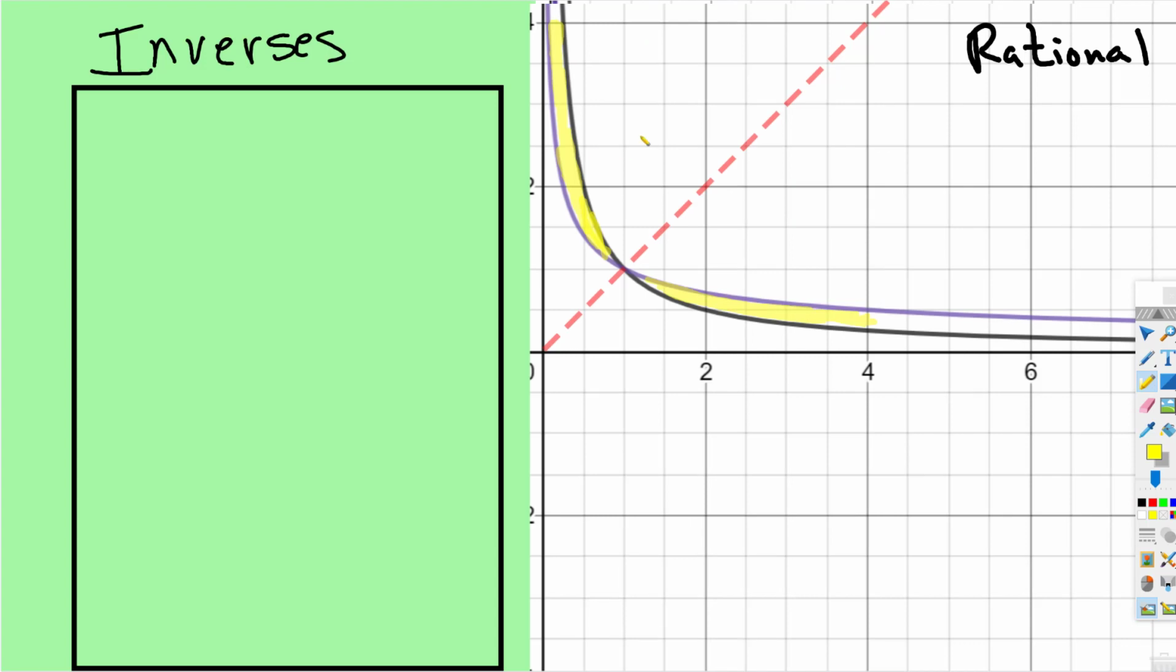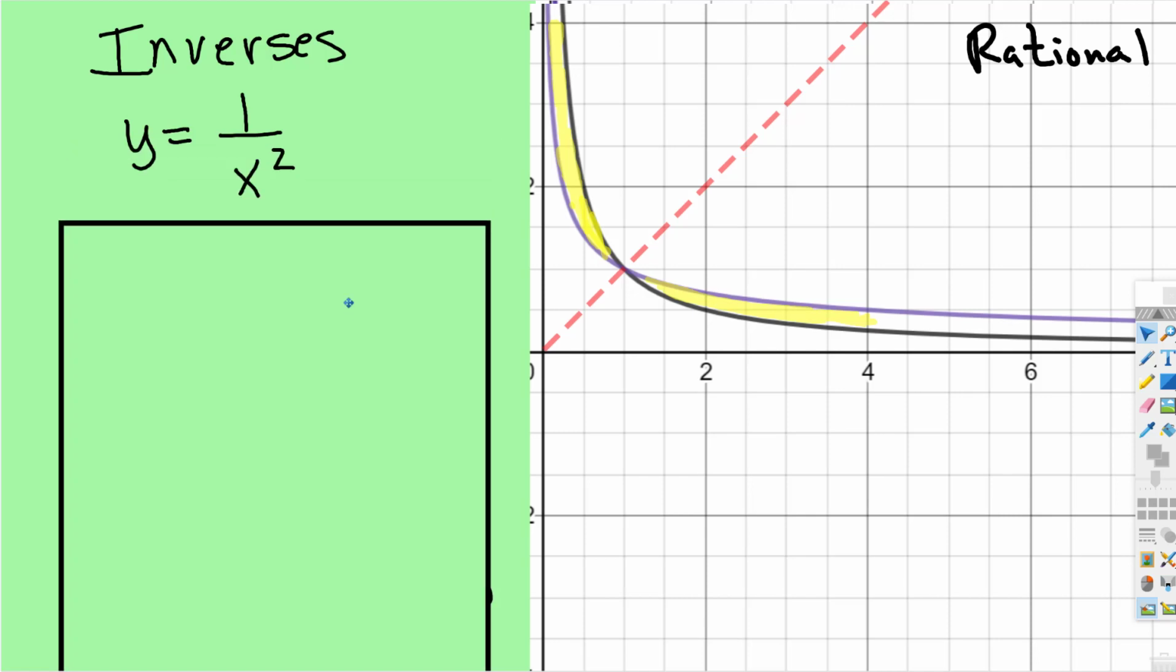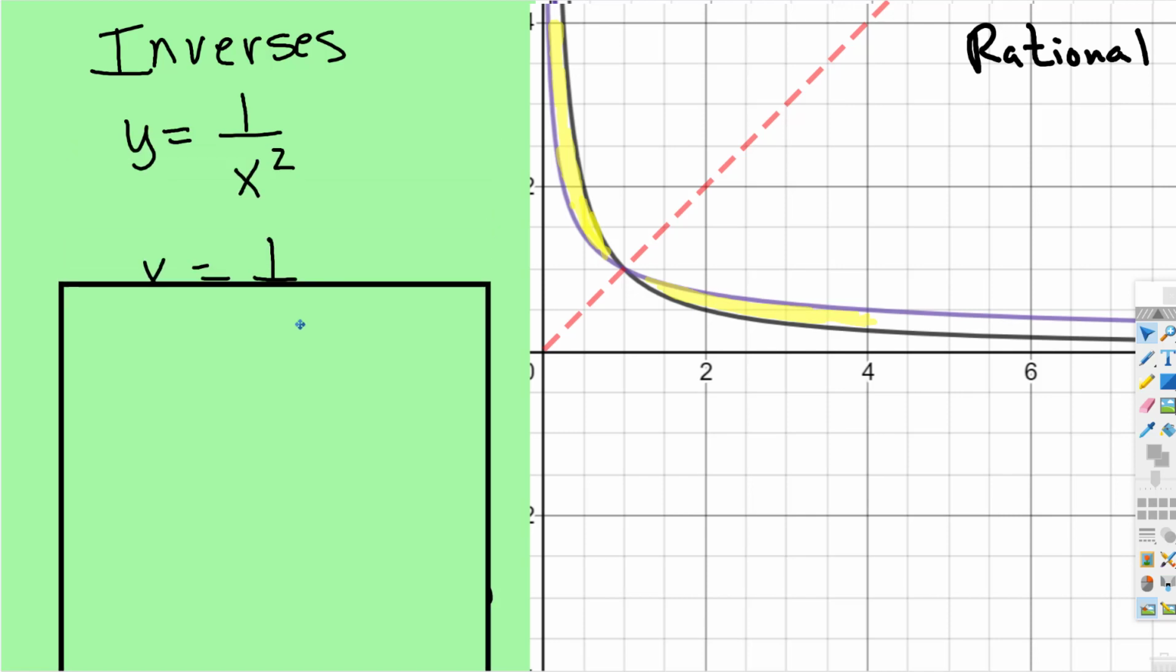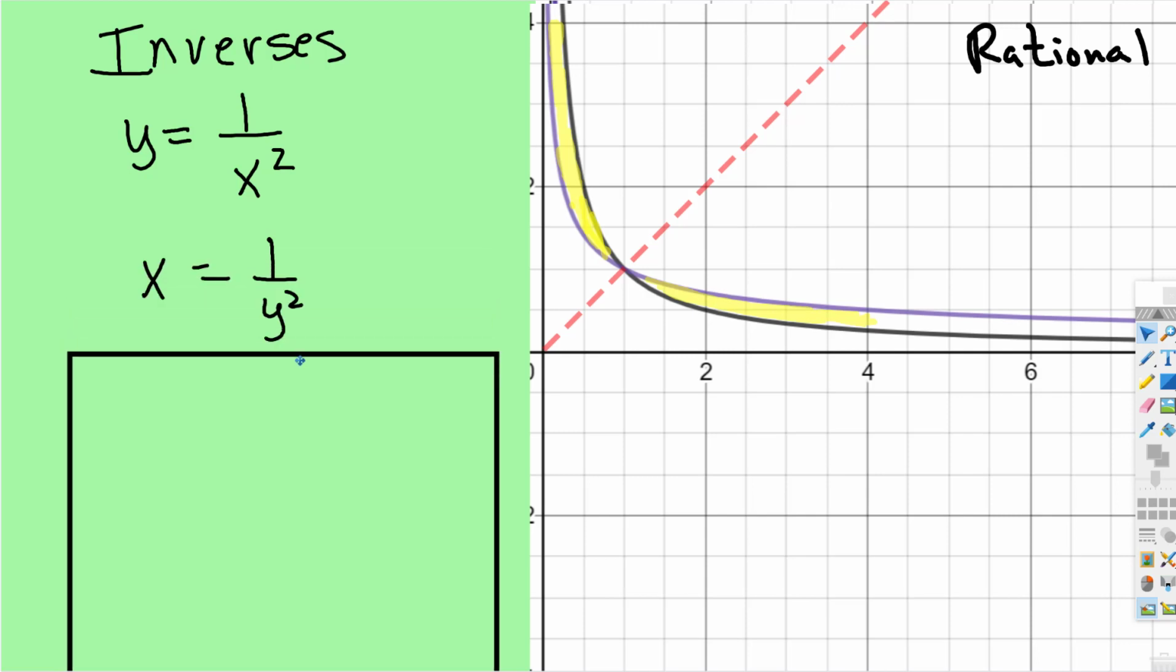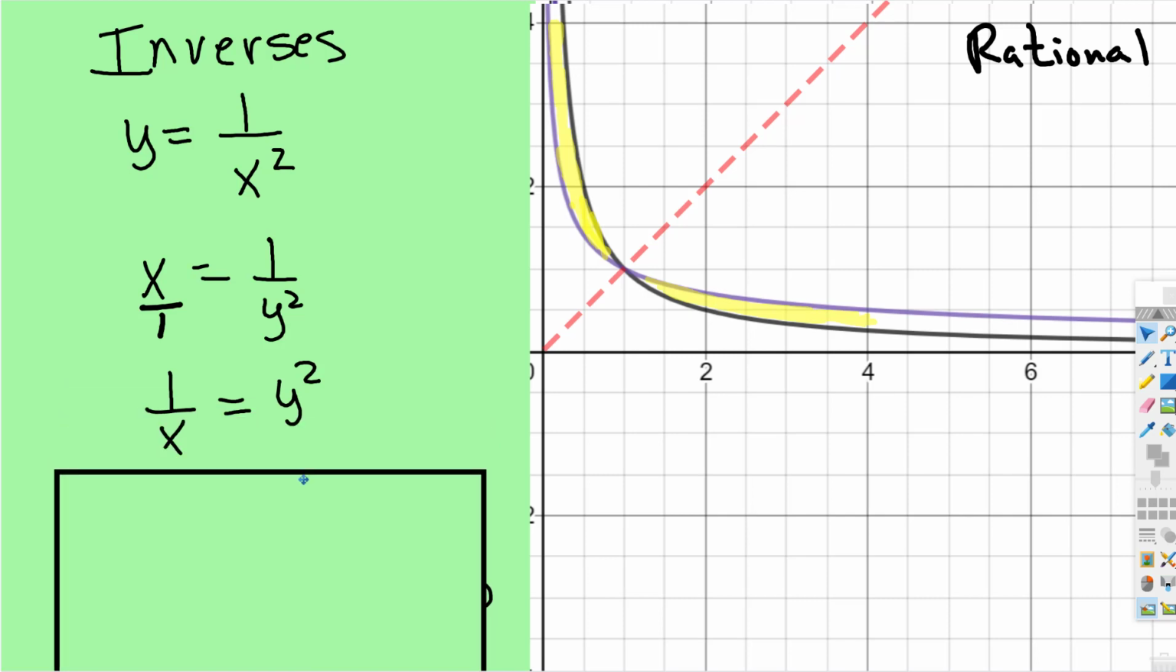So when we find the inverse, this is what it's going to look like for the rational graph, but let's show you algebraically. If you have y is equal to 1 over x squared, you're going to swap the x's and the y's. And then again, you're going to put that invisible 1 there. You're going to flip both sides. So you now have 1 over x is equal to y squared. And when you take the square root of both sides, well, the square root of 1 is just 1, and then you have the square root of x.